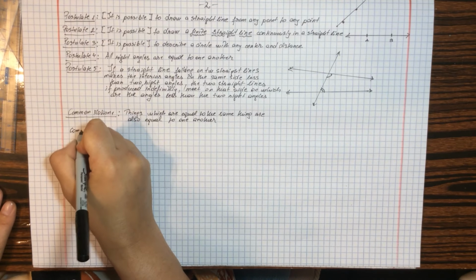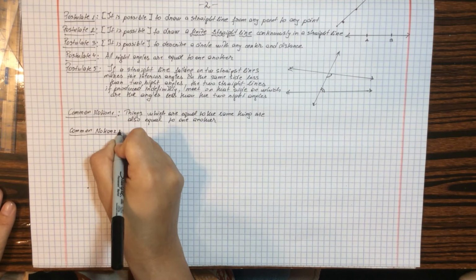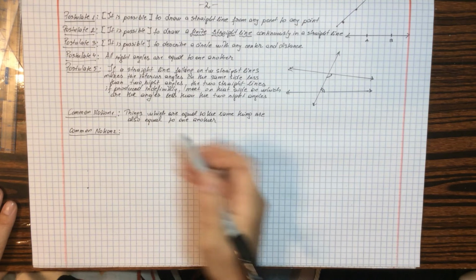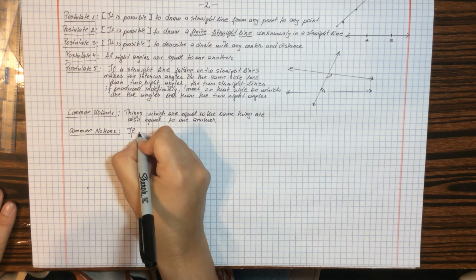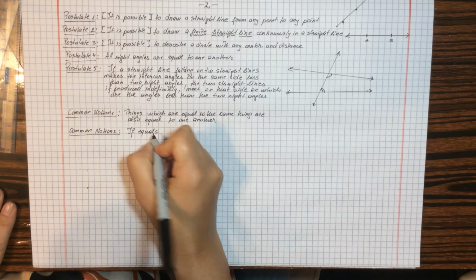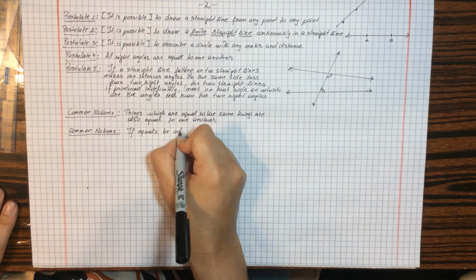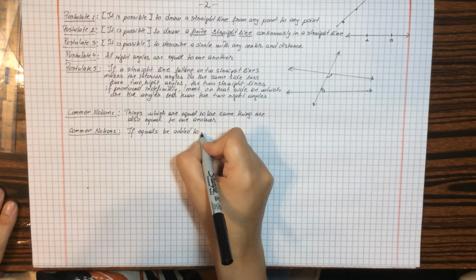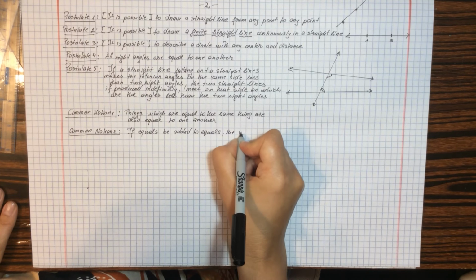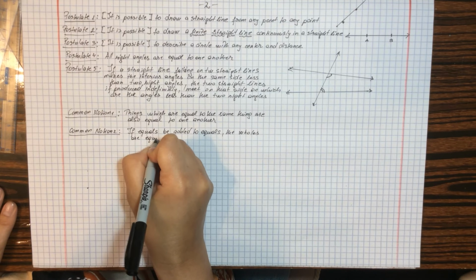Common notion two. If equals are added to equals, then the wholes are equal. So again, that refers to any quantity. If equals be added to equals, the wholes are equal. Okay.